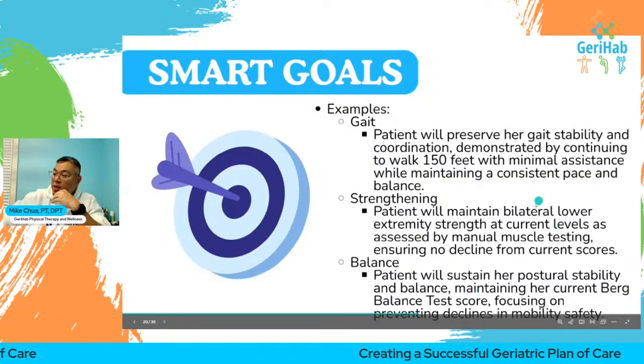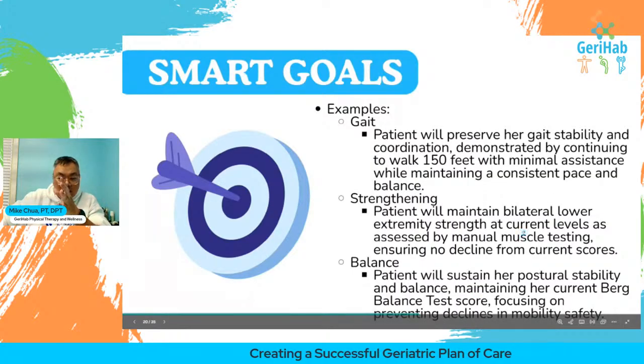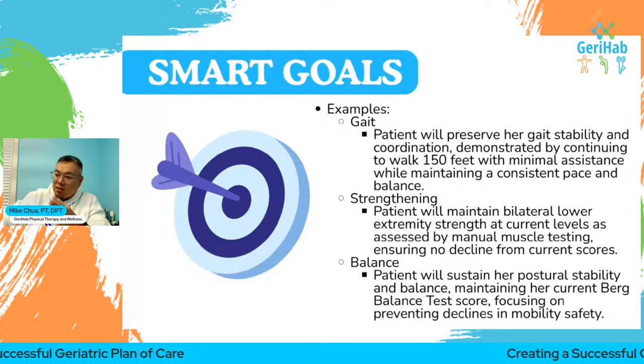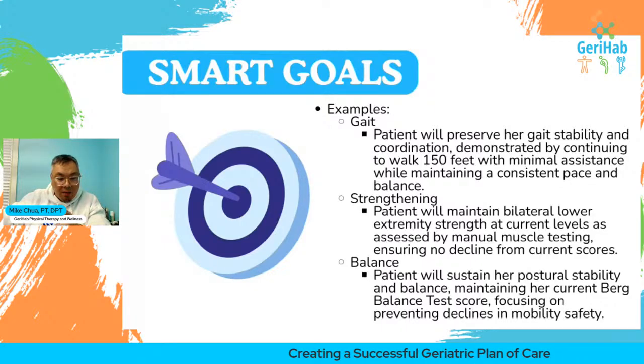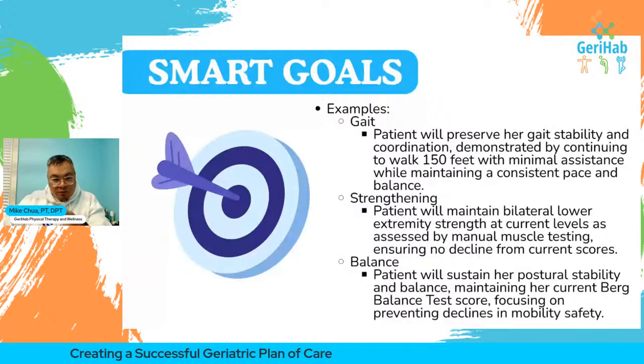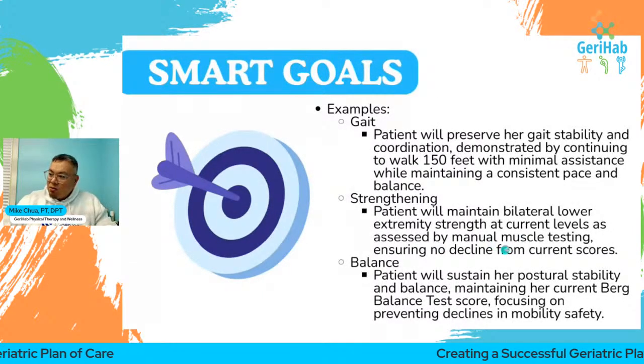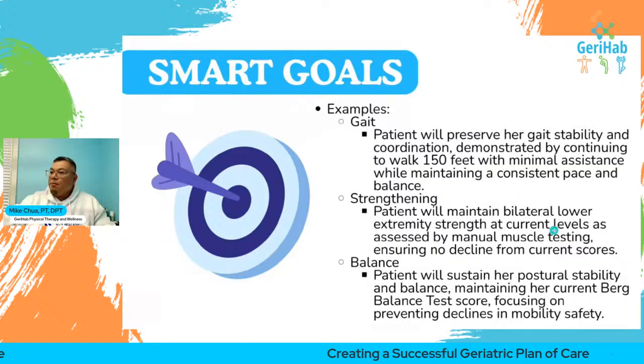Even in the MMT, you need to put the specific MMT score. Patient will maintain bilateral lower extremity strength at current levels as assessed by manual muscle testing of 4 over 5. Or if you use a dynamometer machine, patient will maintain 40 pounds of force on bilateral lower extremities, something like that. You need to have a measurable number. This one doesn't have that measurable number.